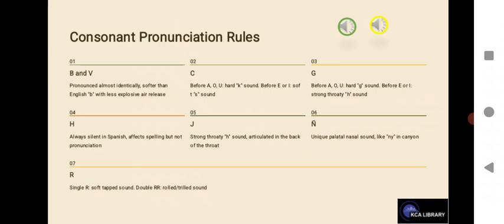Q. Q is always followed by U and is pronounced like K: queso, quiero. R. A single R is lightly tapped, pero, while RR is rolled or trilled more strongly, perro. Z. Z is pronounced like TH in Spain, zapato, and like S in Latin America. These consistent pronunciation patterns help learners read and speak Spanish more accurately and confidently.